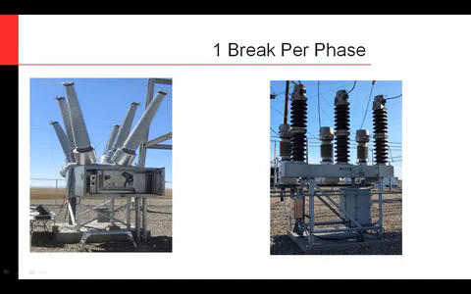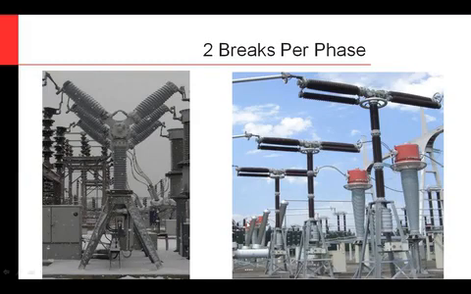On the right here, we have a live tank circuit breaker. And so now voltage comes in here, goes down, comes out here. So this is live tank, but 1 break per phase. Then as we start getting into 2 breaks per phase, you'll see that in the field, these are all live tank circuit breakers. So this one, you have 1 interrupter here, another interrupter here, times 1, 2, 3 phases. Same thing here, 1 interrupter on one side, 1 interrupter on the other side.